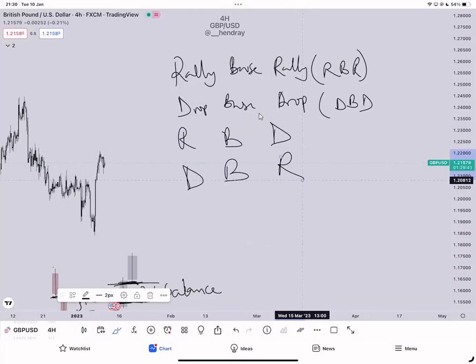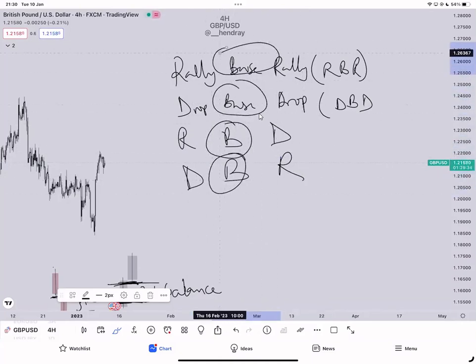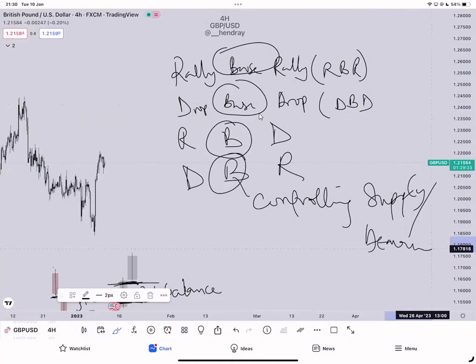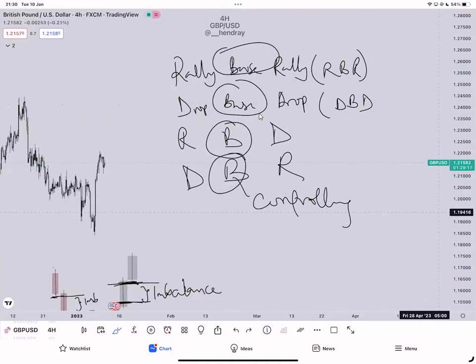Now, what is common in all of these? A base. So a base is majorly more like a controlling supply or demand. That is a base. So when we get to demand and supply, we will talk more on all of that. So a base is controlled demand or supply, and a base is what is common.